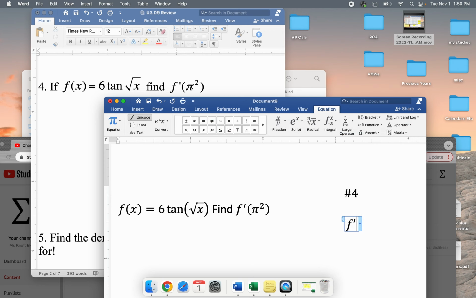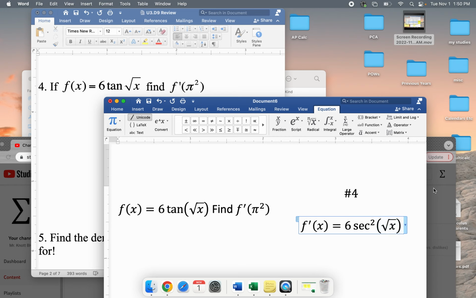Okay, so first let's find the derivative. This is a chain rule. Outside function is 6 tangent blank. So the derivative of 6 tangent blank is 6 secant squared blank. What goes inside here? Well, square root of x. By the way, this square here and this root x, they do not cancel. If you think they do, then you've made a mistake. They do not cancel, okay?